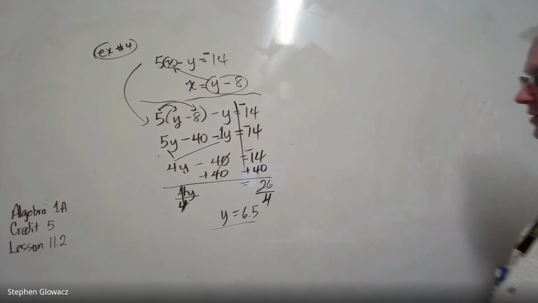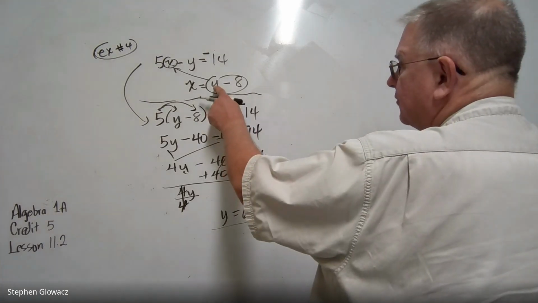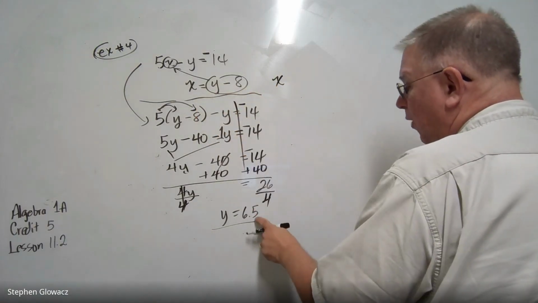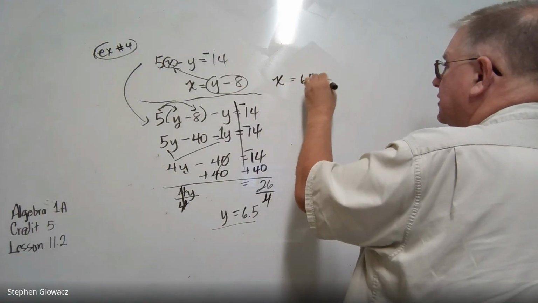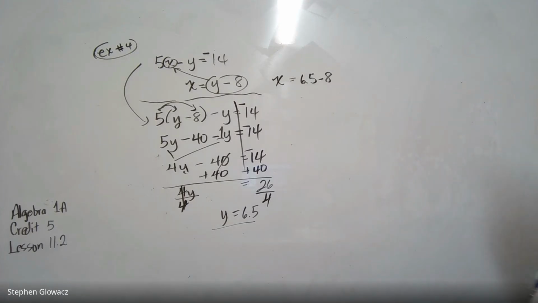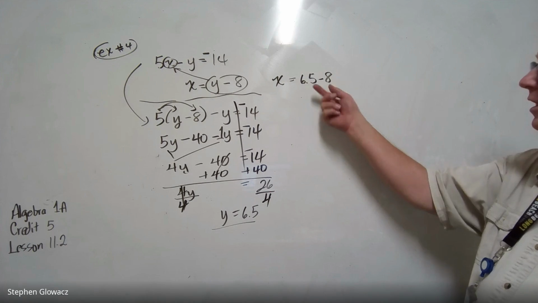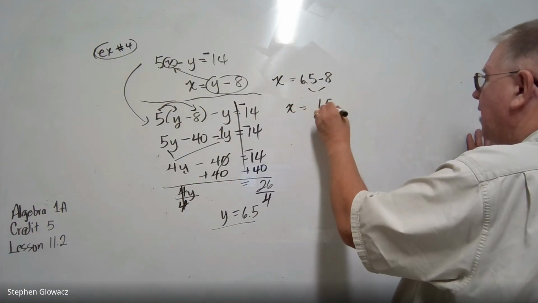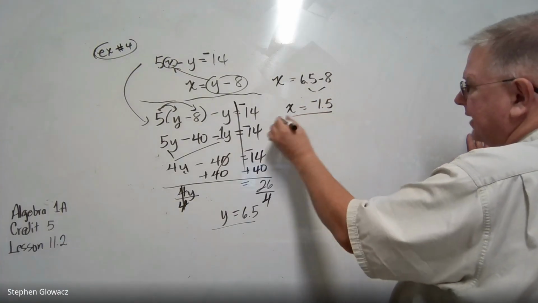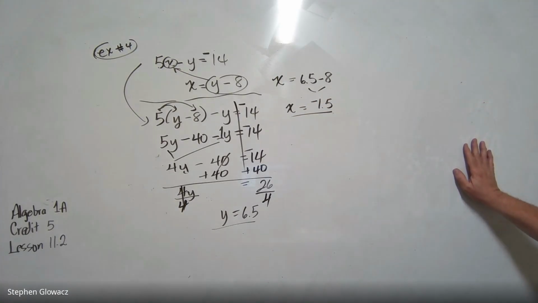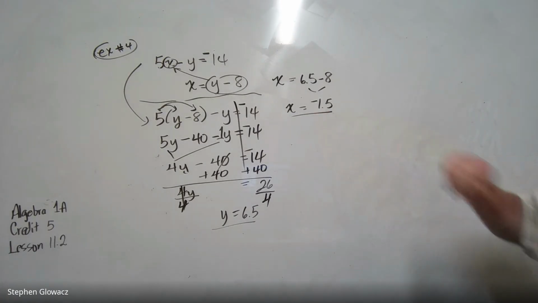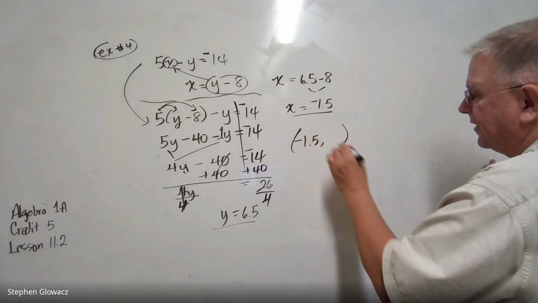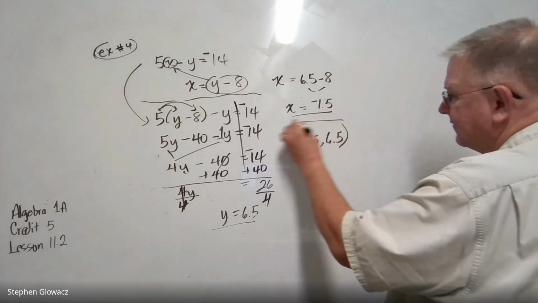So we can use either equation to solve for x. Probably a little bit easier if we use the second equation, because x is already isolated. Y is 6.5. So we have x equals 6.5 minus 8. And signs are different, so we subtract. 8 minus 6.5 is 1.5. However, the larger number, the 8, is negative, so that's going to be a negative 1.5. And so our answer for x, negative 1.5, writing that as an ordered pair, always putting x first, we have negative 1.5 and then positive 6.5.